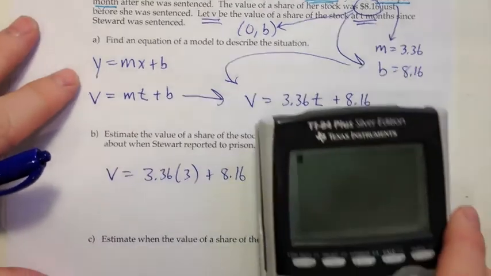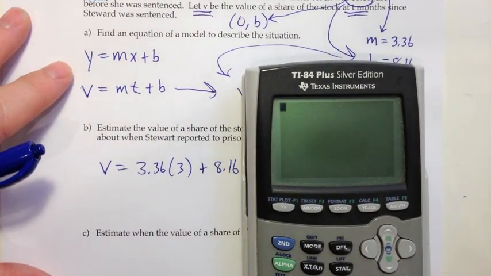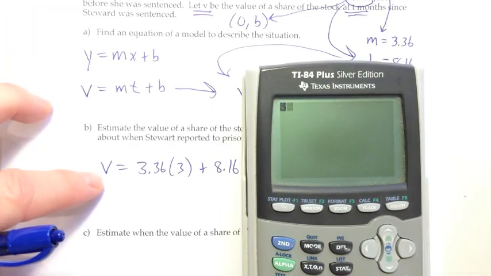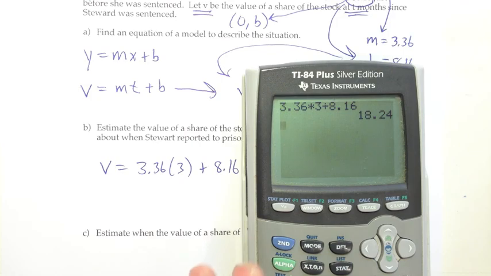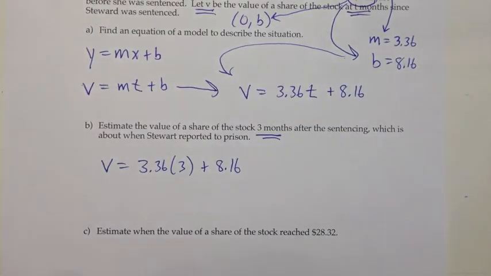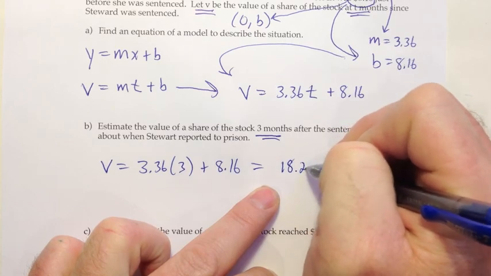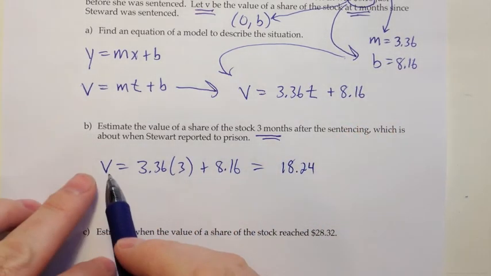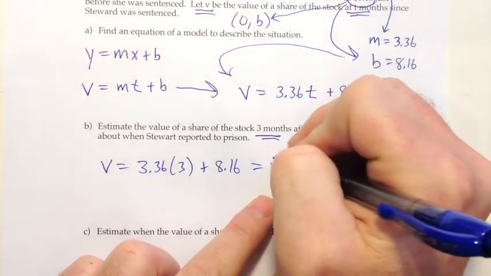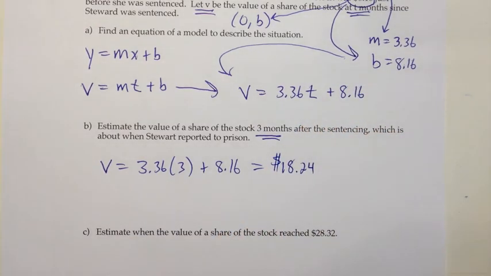Alright, so let's go ahead and bring the calculator in here. And let's see, we have 3.36 times 3 plus that initial $8.16 gives 18.24. So the numerical answer is 18.24, but we always want to think about units on any application. This V is for value of the stock, so this would be $18.24.